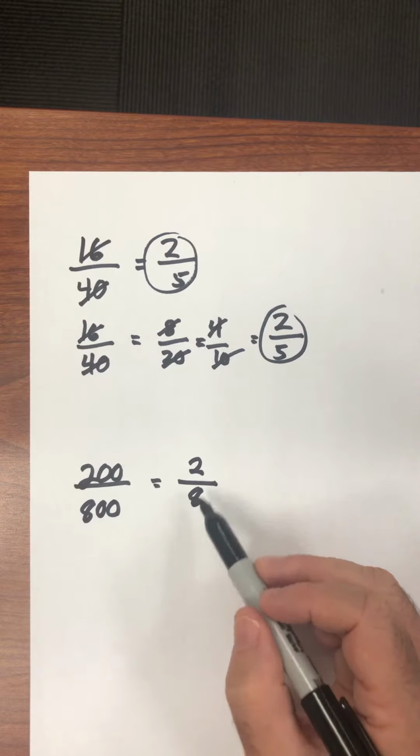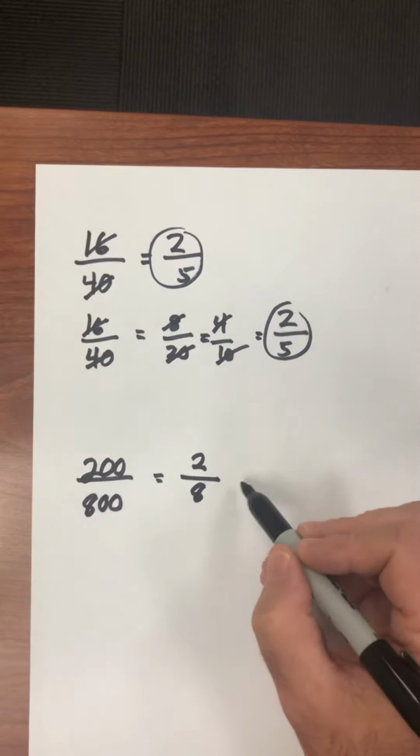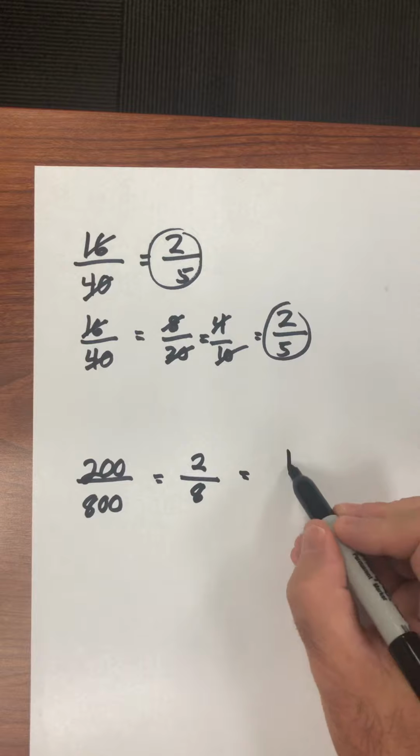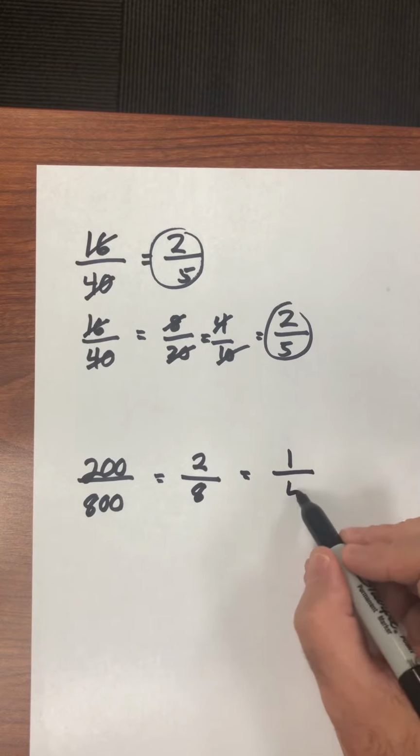I can keep going though because 2 and 8 have a common factor of 2. So I'm going to divide 2 by 2 and I get 1. And I'm going to divide 8 by 2 and I get 4.